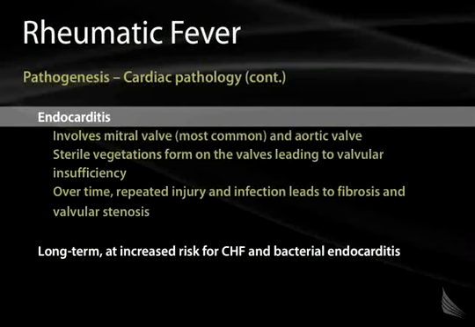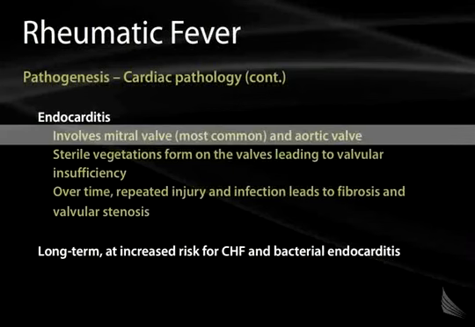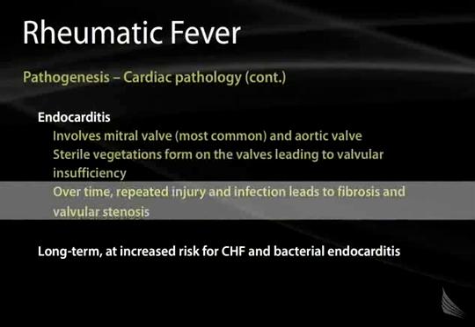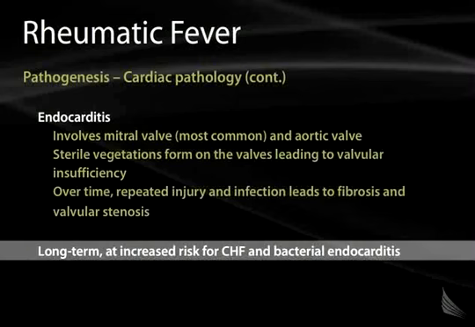Endocarditis associated with rheumatic fever typically involves the mitral valve and the aortic valve. Sterile vegetations form on these valves, leading to valvular insufficiency, and over time, repeated injury and infection leads to fibrosis and valvular stenosis. Long-term, these patients are at increased risk for CHF and bacterial endocarditis.